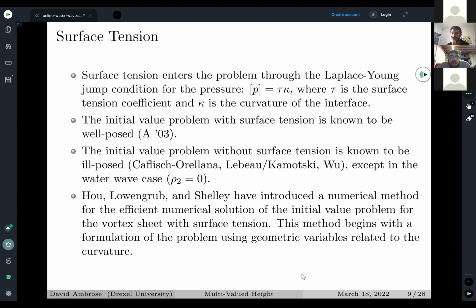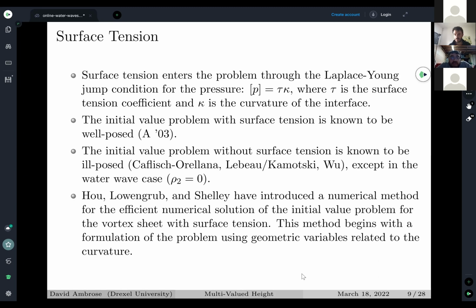And Hou, Lowengrub, and Shelley introduced a numerical method for the efficient numerical solution of the initial value problem for this vortex sheet with surface tension. And the analysis that I do is very much influenced by this numerical method of Hou, Lowengrub, and Shelley. So we're going to follow their ideas to an extent.